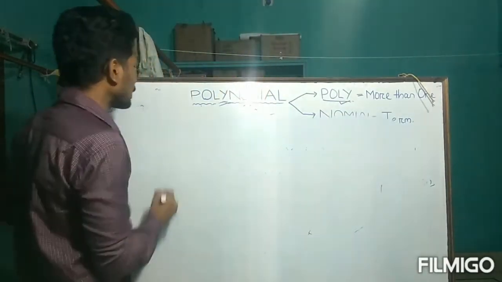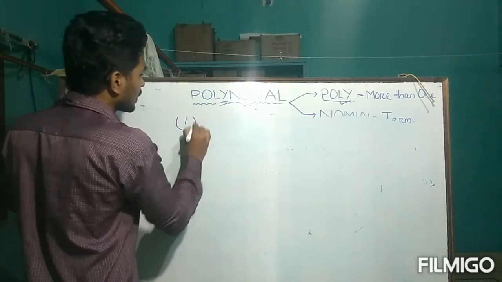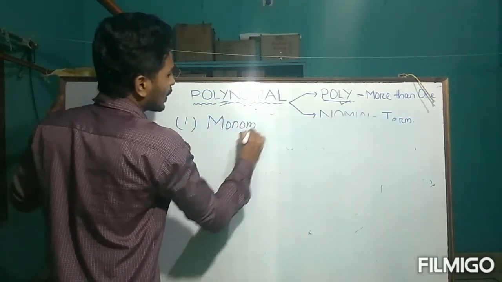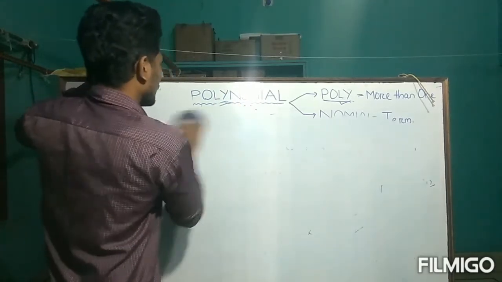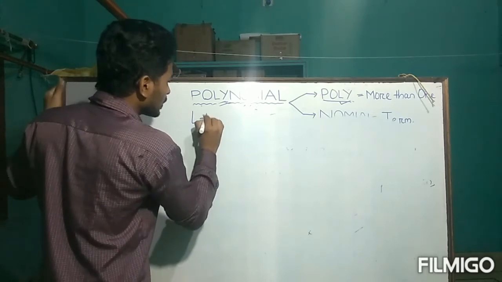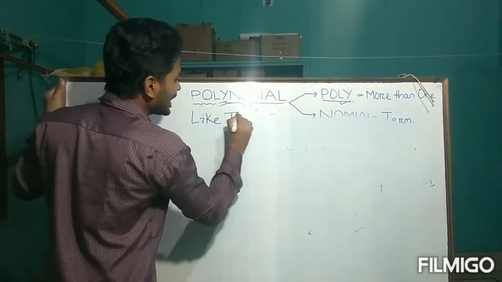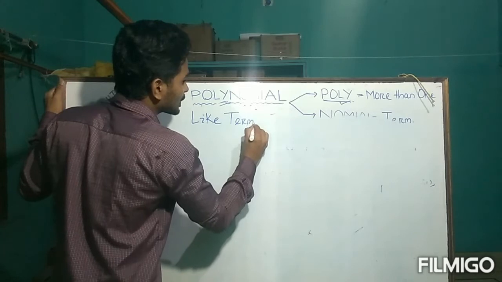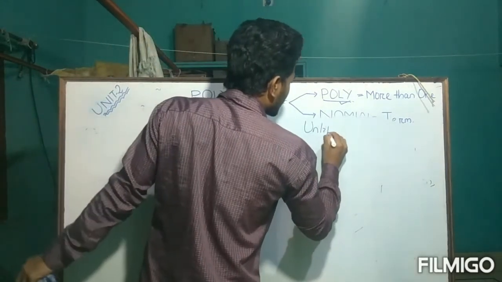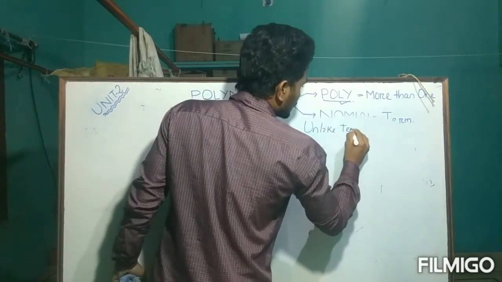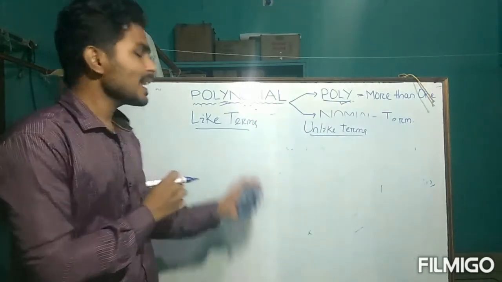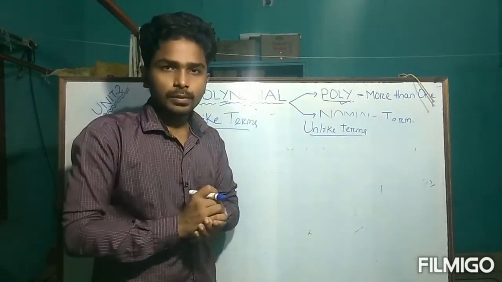The first type of polynomial is monomial. Let's discuss one more thing before monomial. Here we want to discuss what are like terms and unlike terms. Like terms and unlike terms. So, what is a like term or what are the like terms?